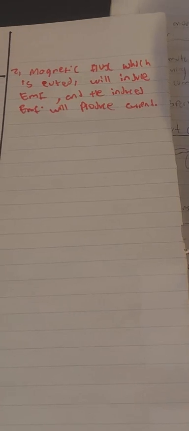So Faraday's law means that when there is a rotation, the magnetic coil is cut to produce magnetic flux in the presence of a magnetic field. And number two, the magnetic flux that is cut will induce the EMF, and the induced EMF will produce current.